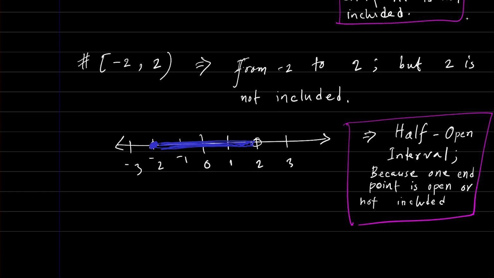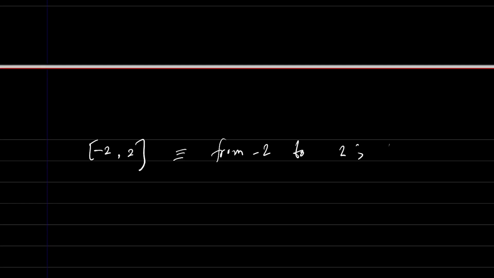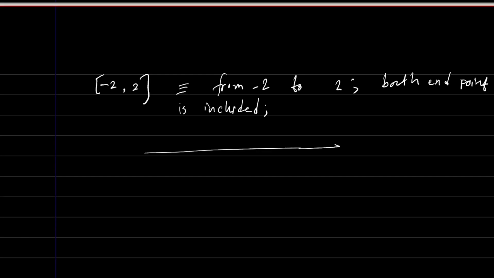As you can guess, the closed interval would be from -2 to +2, both endpoints included. So this is our number line: 0, -1, -2, -3, 1, 2, 3. So -2 to +2, and this value and this value, both are included.